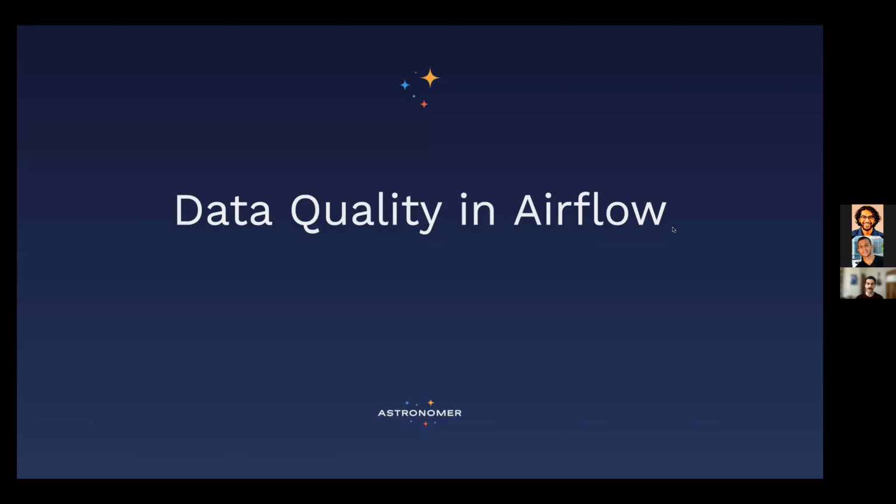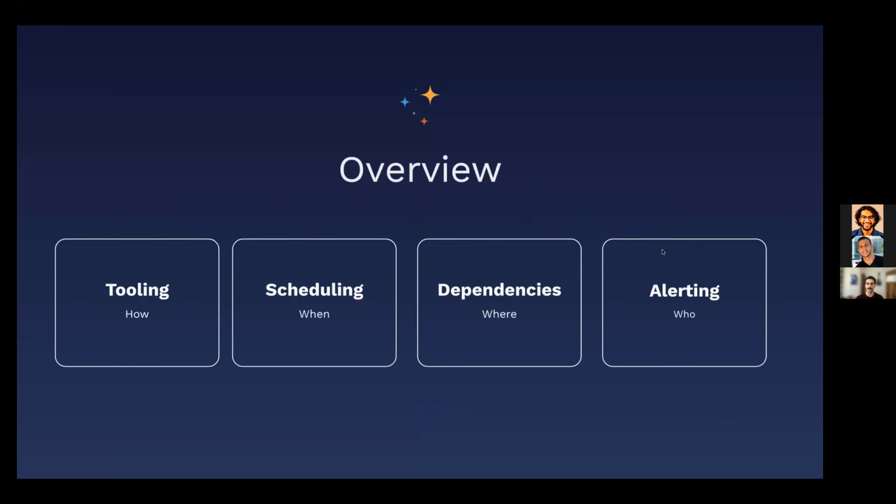So in this talk, we're going to be looking at the tooling, the scheduling, dependencies, and alerting. Those are going to be our 4 big chunks that we're going to look at before we go into a demo. Our tooling is the how: what in Airflow do you actually use to do data quality checks? The scheduling, of course, is the when. Airflow is an orchestrator. Scheduling is a primary concern. We're going to focus more on what it looks like when you want to run your tests in a DAG versus as its own DAG.